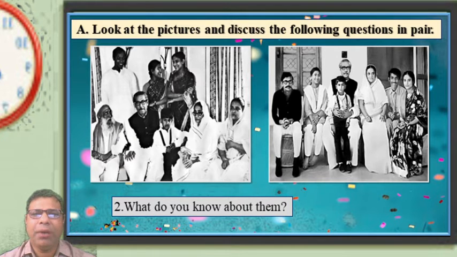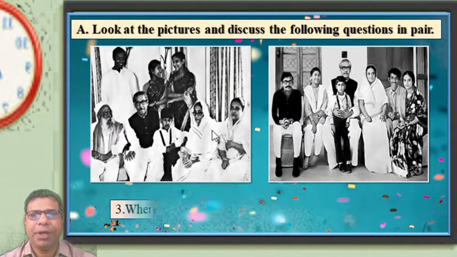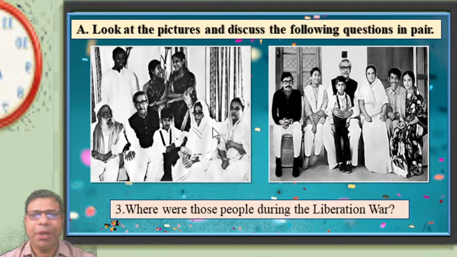This family has contributed the most in liberating our country from the rule of Pakistan. Most of them died in the tragic assassination in 1975. Only Sheikh Hasina and Sheikh Rehana, the 2 daughters of Bangabandhu, survived, as they were not in Bangladesh at that time. Dear students, now question number 3.